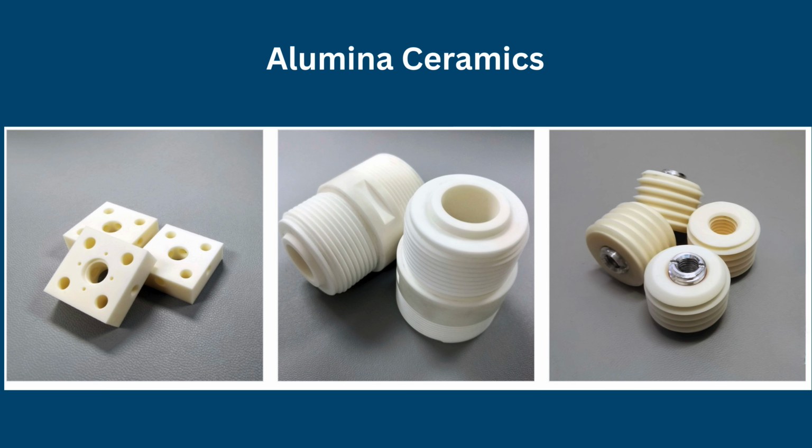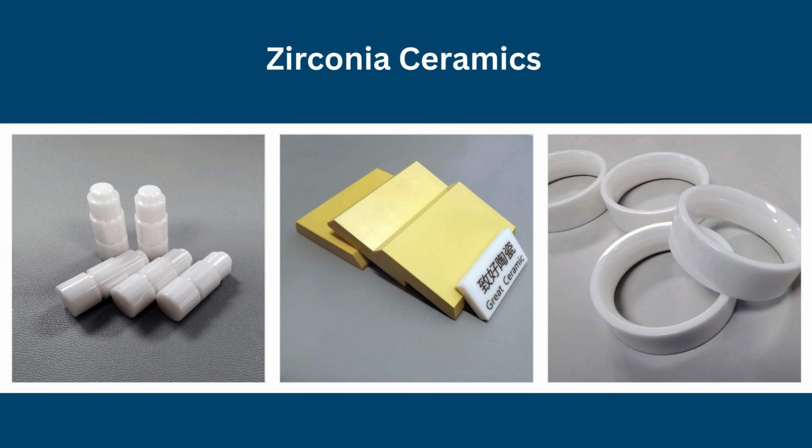Oxide ceramics. Oxide ceramics are composed primarily of metal oxides. Important examples include alumina, Al2O3, zirconia, ZrO2, beryllia, BeO, and titania, TiO2. Alumina is one of the most widely used engineering ceramics because of its hardness, corrosion resistance, and electrical insulation properties. Zirconia is notable for its transformation toughening mechanism, which significantly improves fracture resistance compared with conventional ceramics.